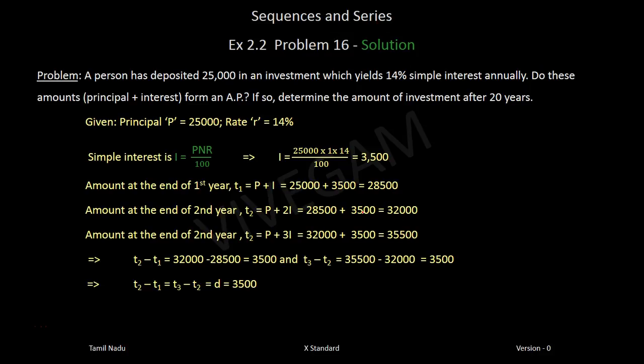This minus this is 3,500. This minus this is 3,500. That's what I have done here. T2 minus T1 is 32,000 minus 28,500, that is 3,500. Similarly, T3 minus T2 is 35,500 minus 32,000, that again is 3,500. As you can see, it comes out constant. In both cases it is 3,500. So these amounts form an AP series, D equal to 3,500.